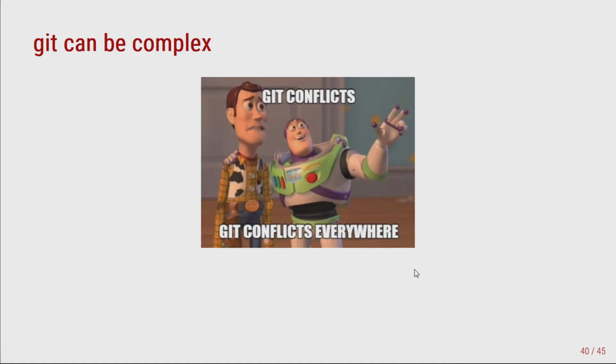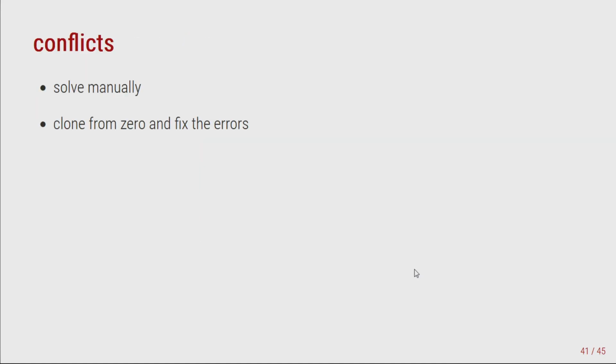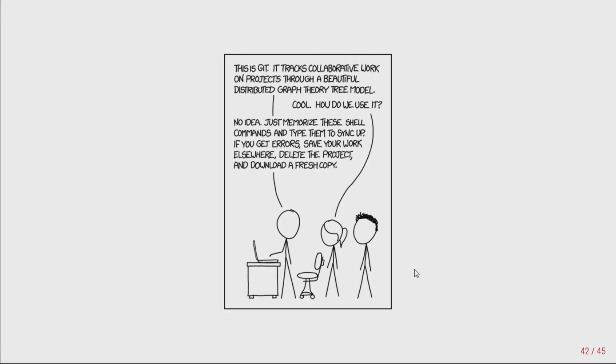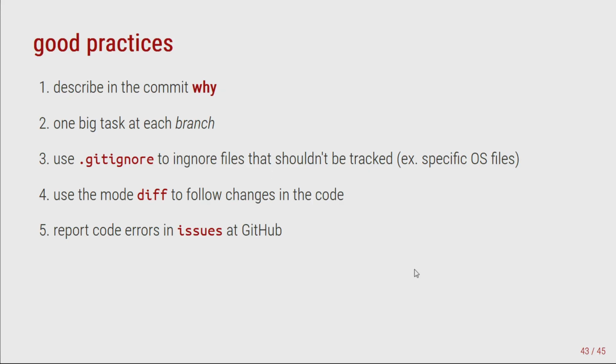GitHub has a good interface to see the difference and manage conflicts. You can always solve manually, and in the end, if everything goes wrong, you can clone from zero and fix the errors. So Git is a super helpful tool, and it's amazing, and we always try to convince people to use it, but yes, bad things happen, and sometimes we need to delete and start from scratch, and that's okay.